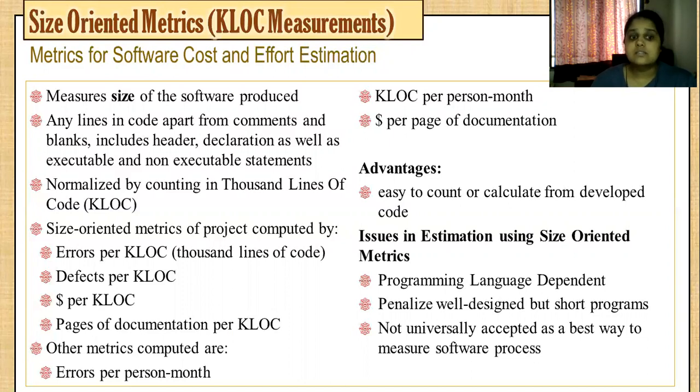Next, after knowing these four things, you can compute other things. Which other things? You can find out errors per person month, so how many errors a person is making in a month. Then KLOC per person month, that is how many 1000 lines of code a person is writing in a month. And how many dollars per page of documentation, so per page, what cost you can uphold for documentation. So these things you can find out using KLOC measurements.